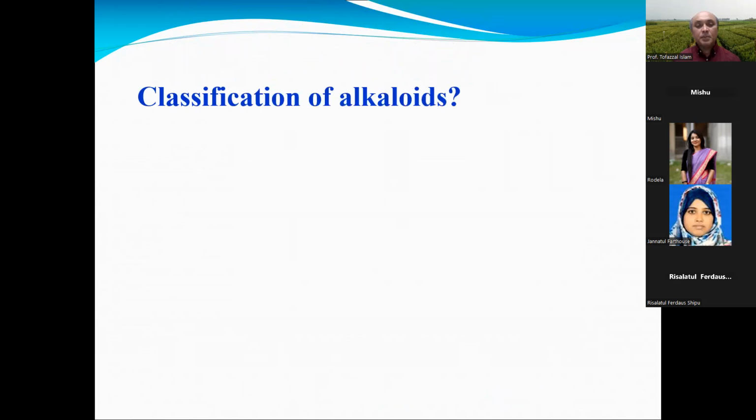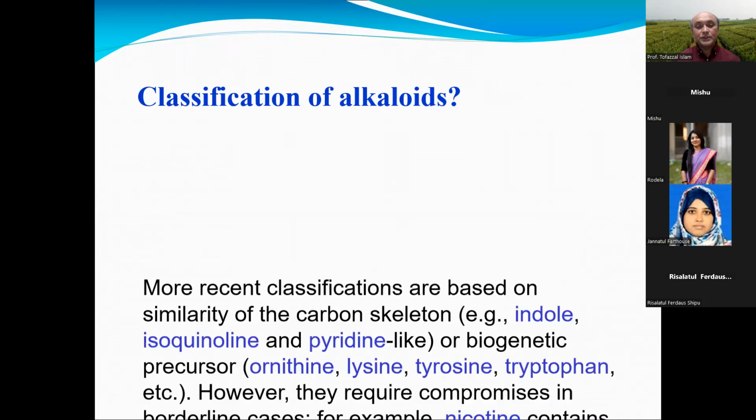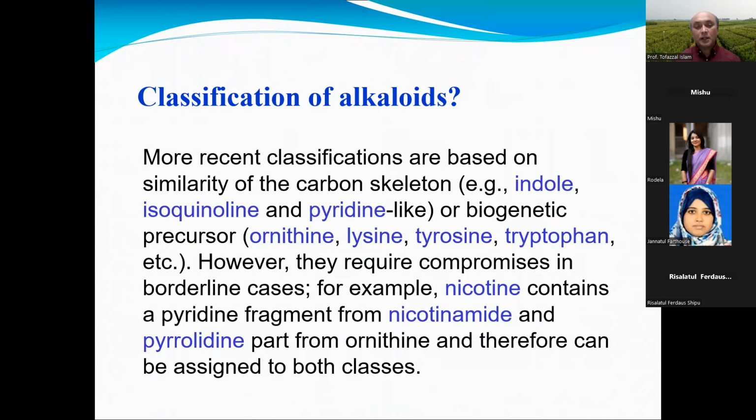So let us briefly discuss the classification of alkaloids. Alkaloids can be classified into several groups. More recent classifications are based on similarity of the carbon skeleton, indole, isoquinoline or pyridine-like, or some of them are based on biogenetic precursors like ornithine, lysine, tyrosine, tryptamine. That means alkaloids are biosynthesized predominantly from different amines. However, they require compromises in borderline cases.